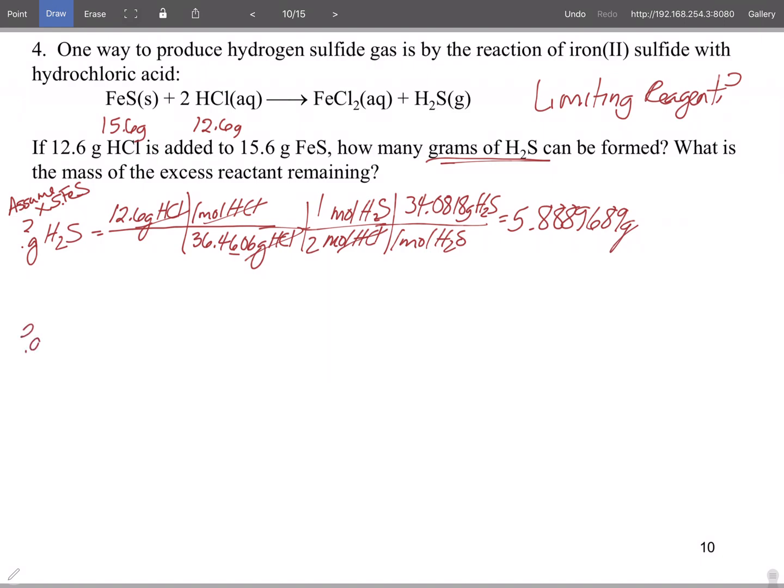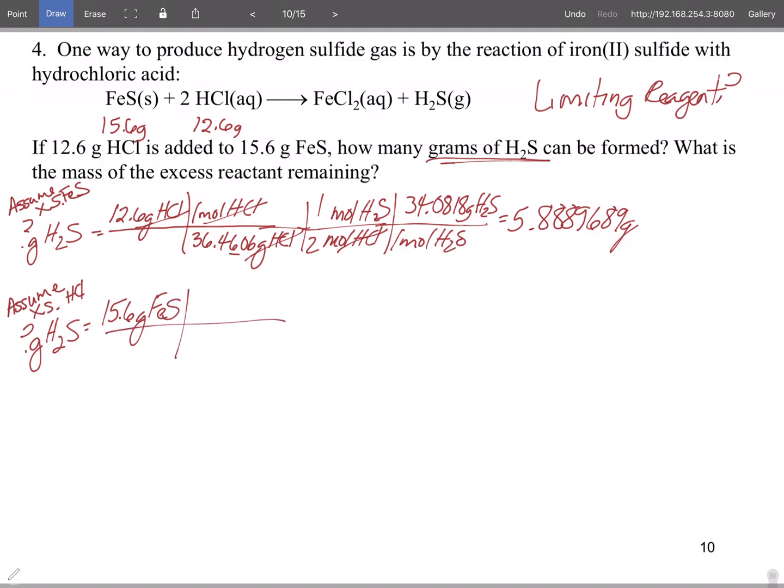We're going to look for, again, the grams of H2S. This is critical because you want to compare apples to apples. You don't want to compare apples to steaks or bananas or guavas, whatever. So on this one, we're going to assume that we're in excess for the HCl. So we're going to deal with the iron 2 sulfide, which is 15.6 grams.